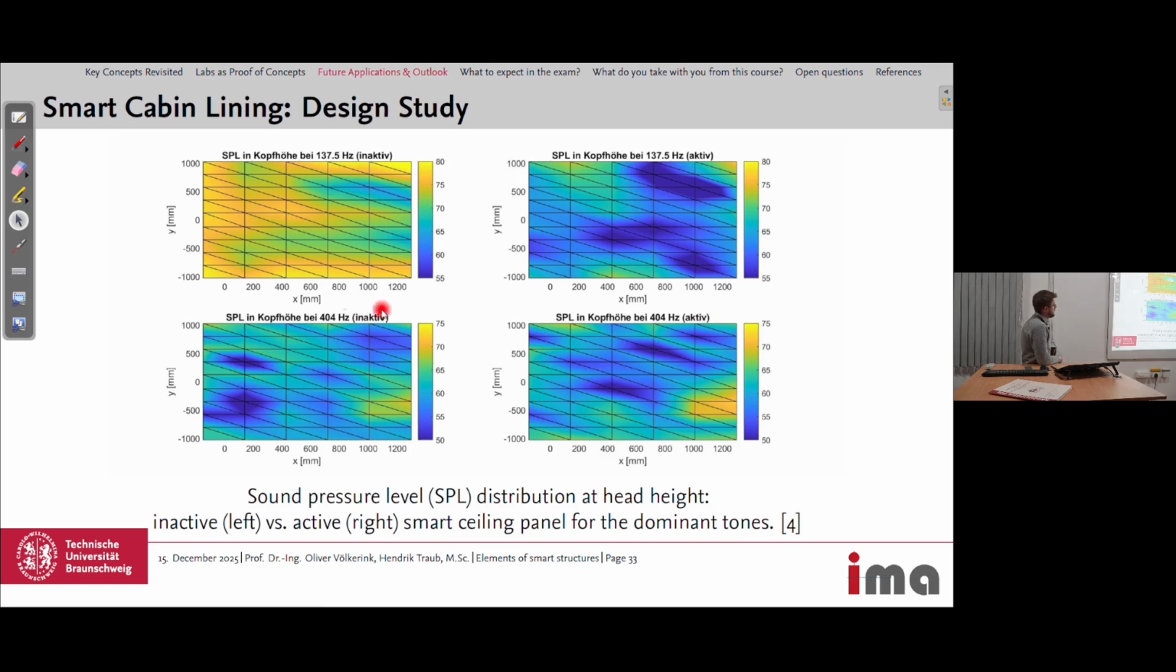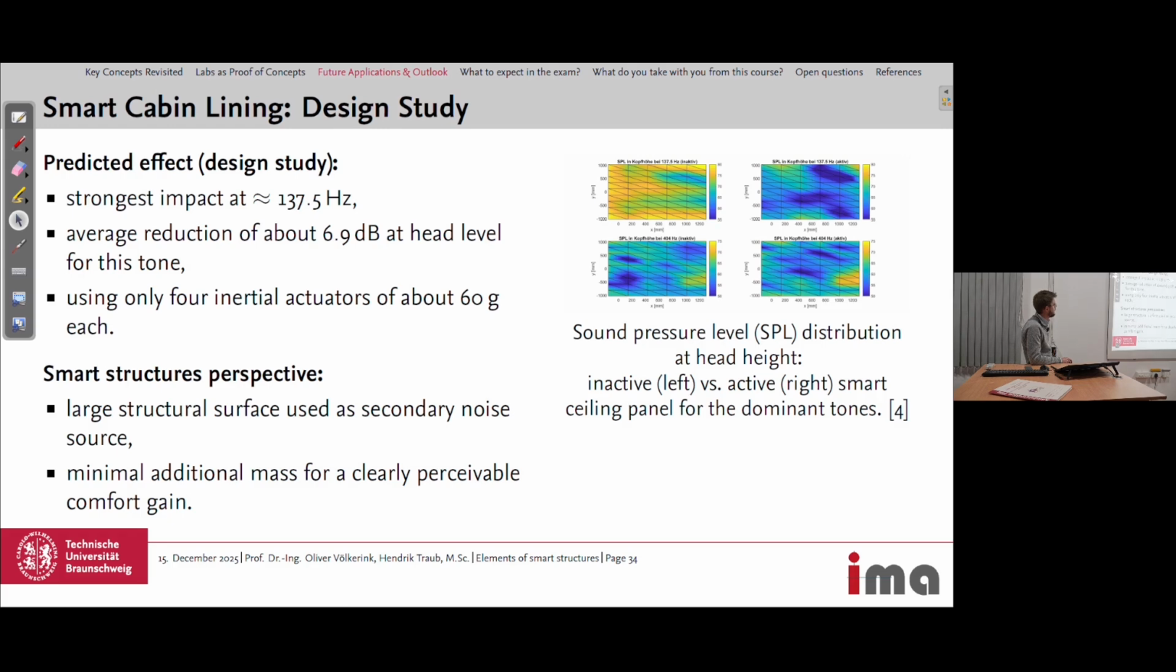And in the study also 404 Hertz, so the higher frequency, was included. And here you can see already in the simulations that for this it didn't work that well, so there's not much of a difference between the two sound pressure levels measured at head height.